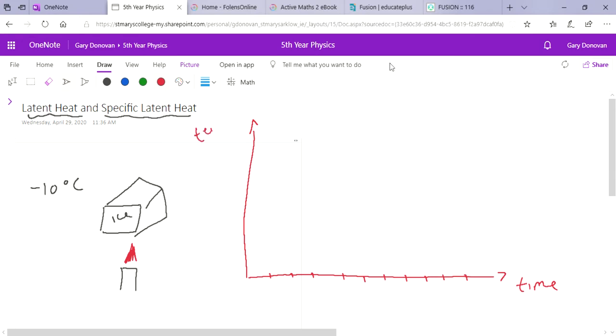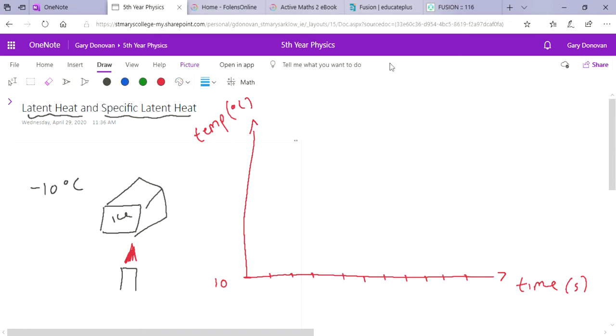So let's say I did a graph of temperature against time. Temperature in degrees Celsius, time in seconds. Our initial temperature is minus 10. If you were to guess what this graph would look like, I'm assuming you'd guess the temperature is going to increase over time gradually. And you're more or less correct, but there are a couple of little catches if you actually did this experiment.